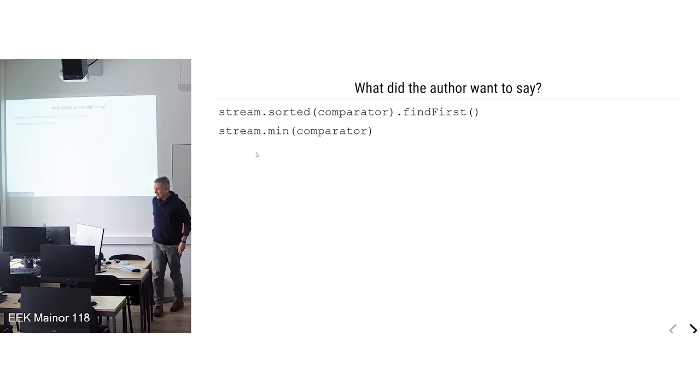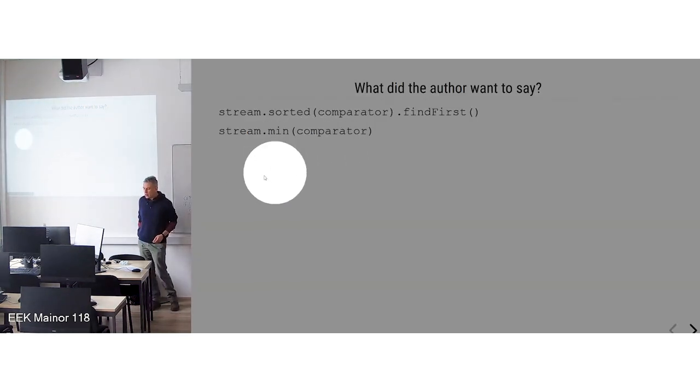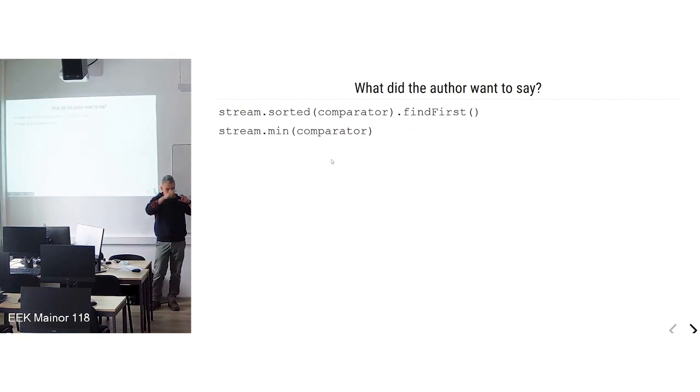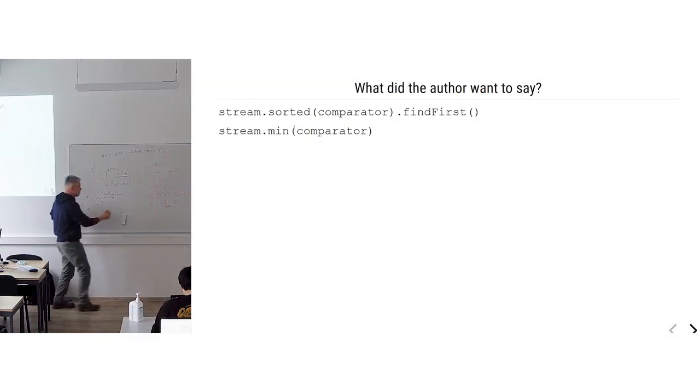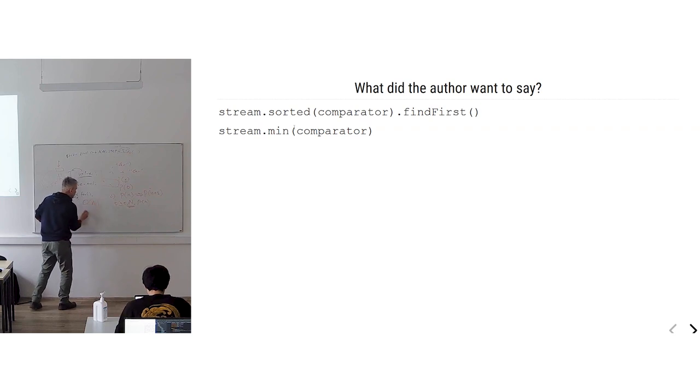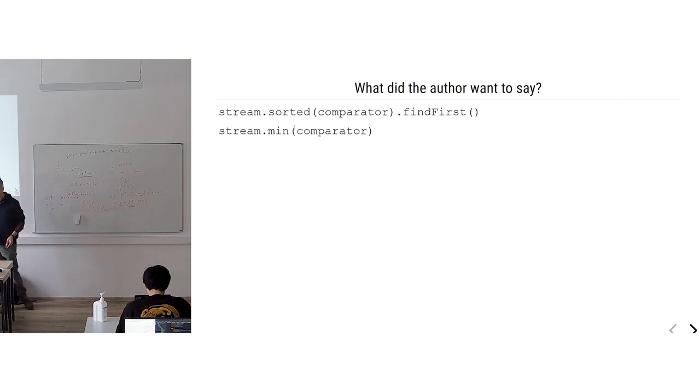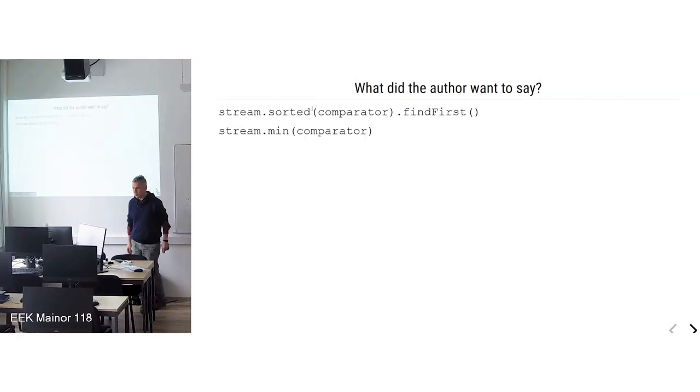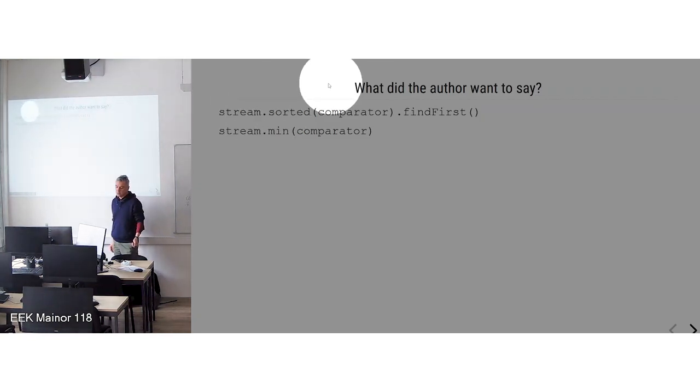But see, finding the minimum requires n operations, it just looks through all the stream and sees which is minimum, in one pass. The sorting requires n log n operations. If minimum is just O of n, then sorting is O of n times log n. So this is more performant than this one, even asymptotically more performant. And of course there is lots of memory overhead here.